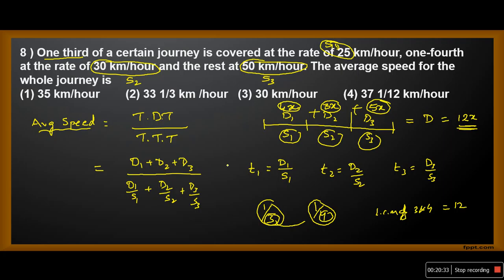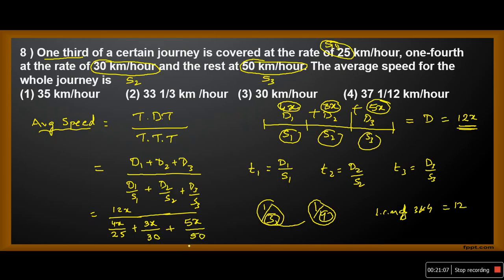Now substitute here. 12x by d1, which is how much? 4x, by speed. What is s1? 25, plus d2 is 3x and speed is 30, plus the remaining 5x is at a speed of 50.